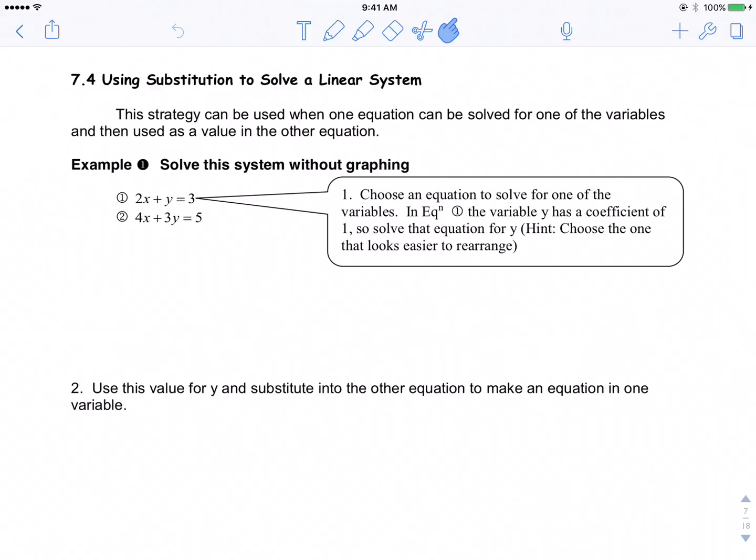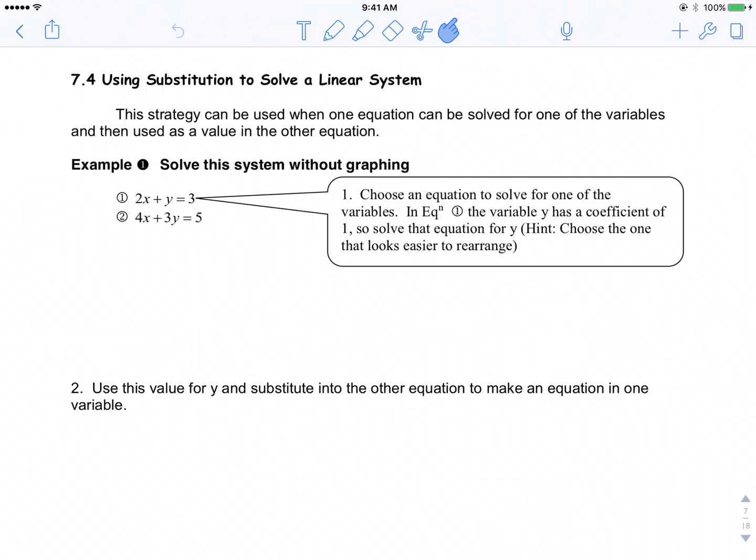So now that you've done lots of practice at graphing systems to find the solution, let's have a look at a couple of other ways. Sometimes graphing might not be the best option. So there are a couple of ways that we can solve linear systems algebraically. The first one is called substitution.